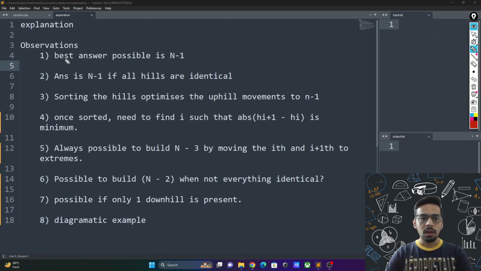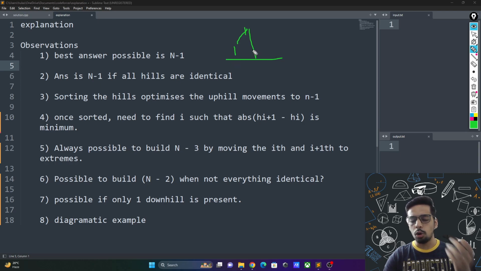The best possible answer is going to be n minus 1 no matter what, because your hardness depends upon your number of movements in the array, and since there are n elements, you can at most move n minus 1 times to the right starting from the first element. If there are just two hills, your answer will always be n minus 1, as we saw in the case of 1 and 3. You'll always move upwards. Just sort the array. Since there are just two elements, you'll always have the answer as 1, which is n minus 1 for n equal to 2.